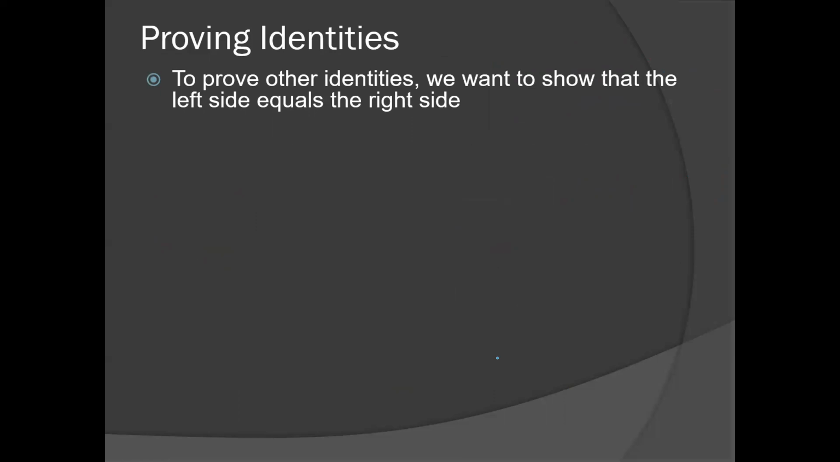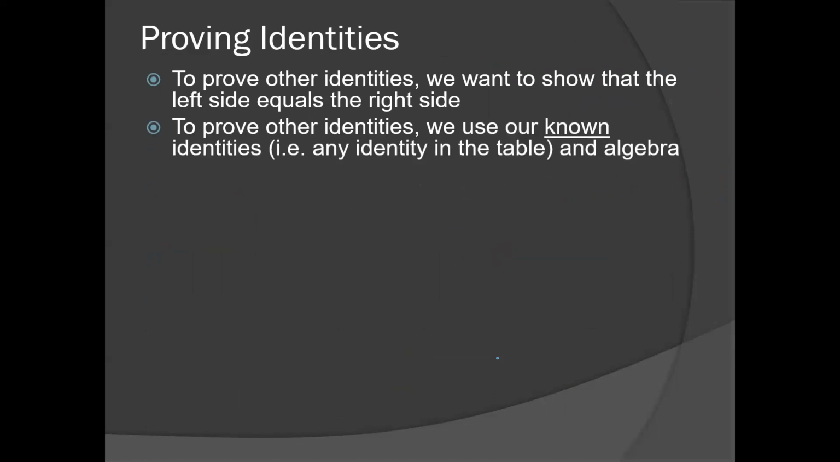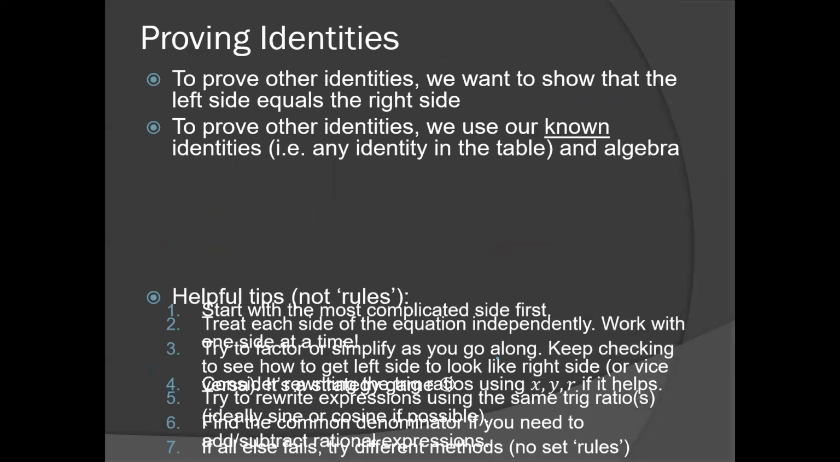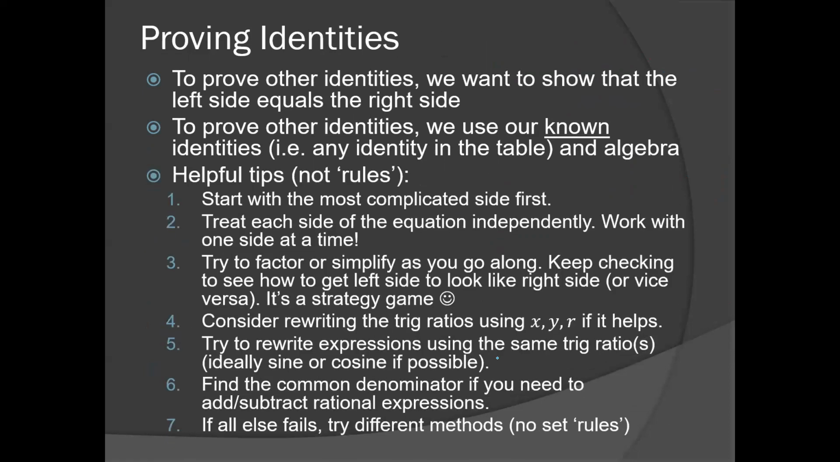If you want to prove an identity, what you're really doing is trying to prove that the left side equals the right side. So to do this, any identity in the table, you assume that we already know that. And you're going to be using algebraic skills to also simplify. So these are helpful little tips. They're not rules, okay? So I don't need you to come back to me and say, Mr. Pineda, you said to do this, and I followed it and I didn't get it right.